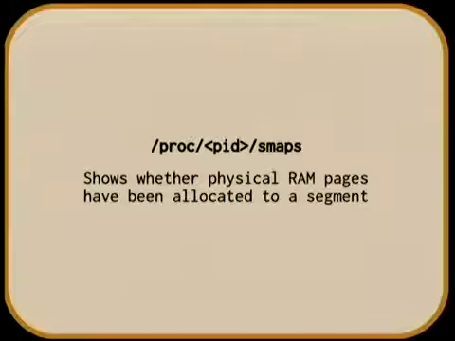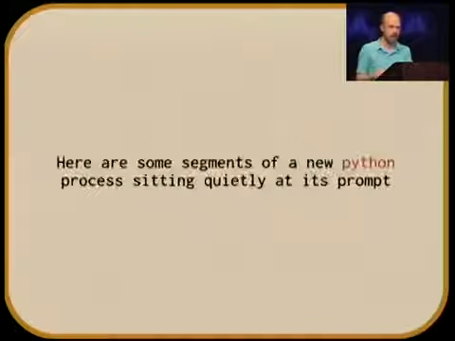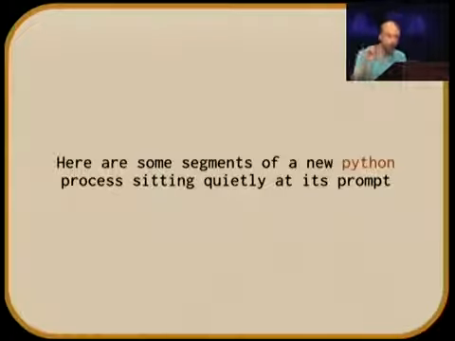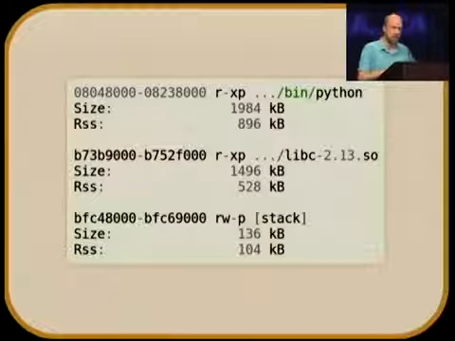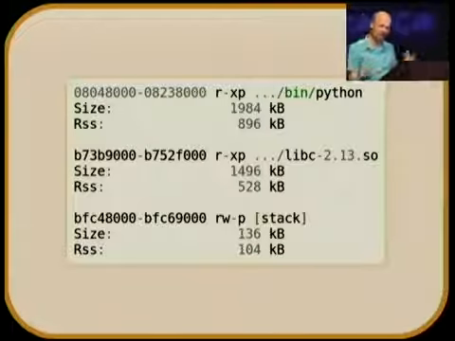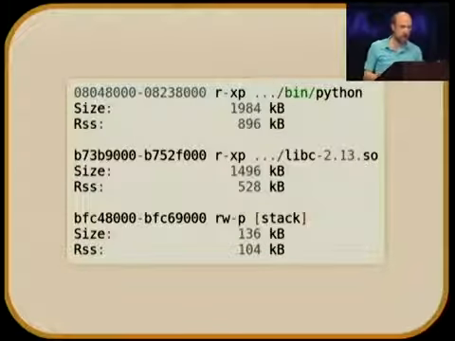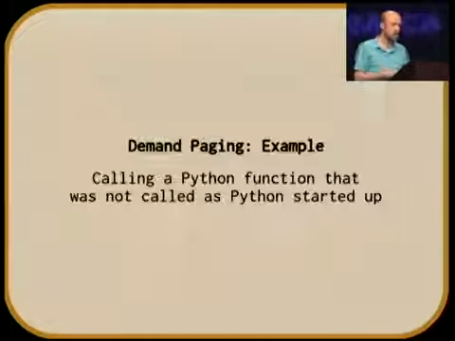There's actually a cool file on Linux systems that lets you see how much of each physical RAM segment is populated with pages. Here are some segments of a new Python process sitting quietly at its prompt. You can see that in booting, Python only touched and paged in about half of the binary, and only about a third of libc needed to be used.